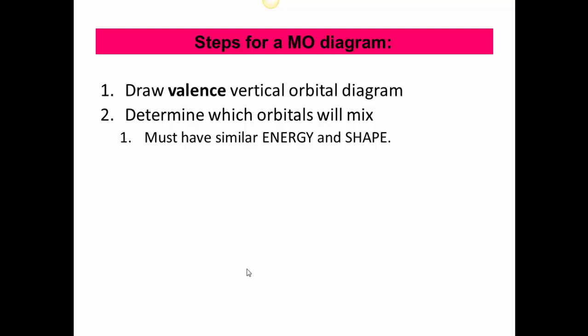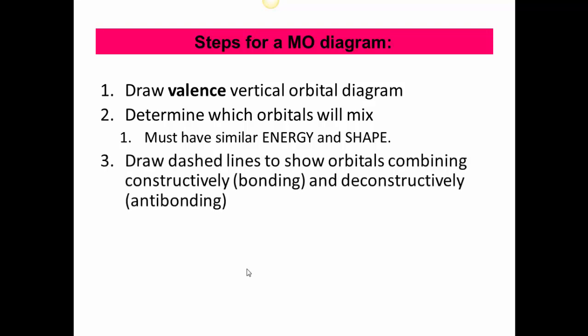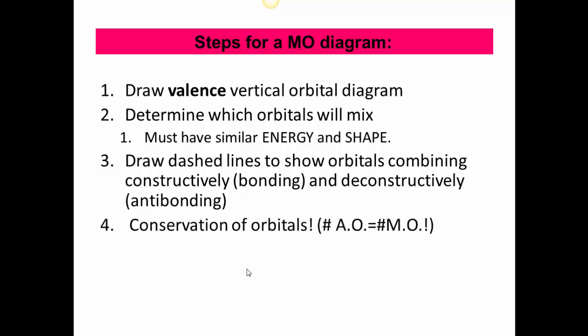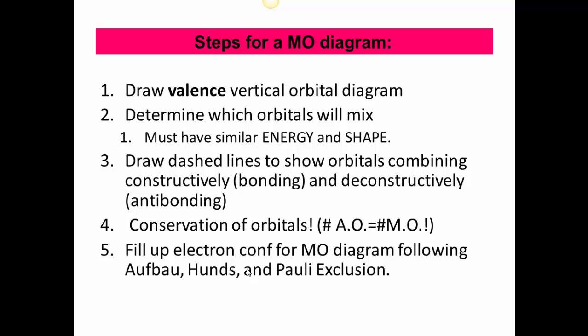So in order for orbitals to mix, they must have similar energy and shape. Next, you're going to draw dashed lines showing the orbitals combining constructively to form bonding orbitals and destructively to form antibonding orbitals. And you're going to follow the rule that you have conservation of orbitals. The number of antibonding orbitals is equal to the number of bonding orbitals.